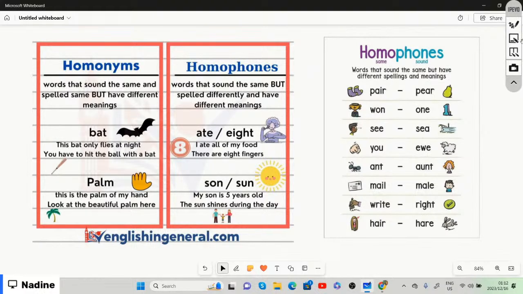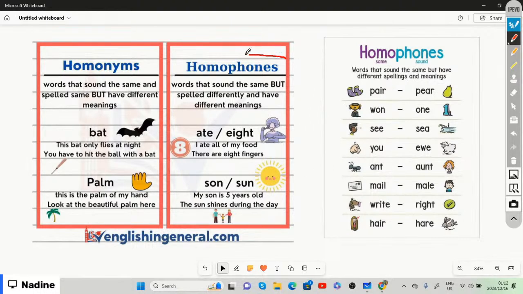If we now look at over here, it is homophones. Homophones, right? So homophones, once again, we said it's words that sound the same, but have different meanings as well as different spellings, right? And if we look at a few examples, it says eight and eight.